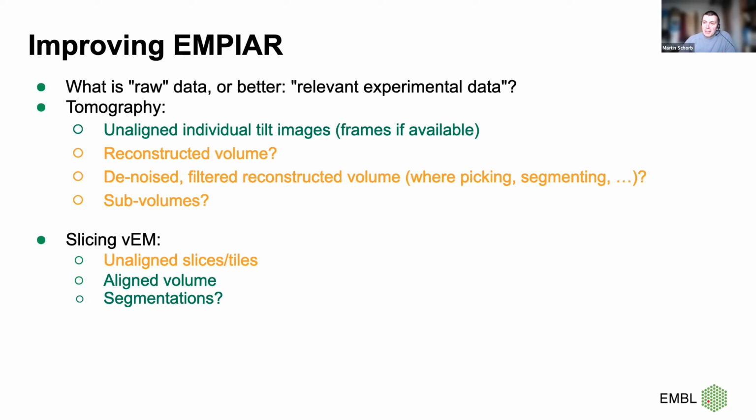But then what else is relevant for your experiment? I mean, is it really just the protein structure that you get at the end, or is it the morphology that you want to describe? And for this, is the reconstructed volume that you can get from these individual images interesting? Or is it a reconstructed volume that has been processed somehow, maybe denoised using AI techniques or filtered? Because that's actually the volume where you've been doing the picking or the segmentation of relevant morphologies. Or is it the individual subvolumes that you use for further analysis?